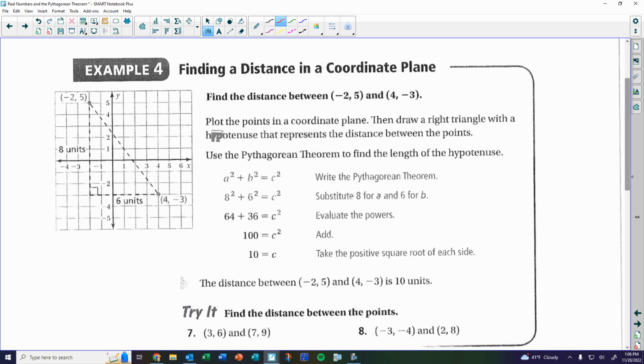They give you two coordinates, -2, 5, which is up here, right? And 4, -3, which is down here. So they make this little line here. And they're asking you, how long is that line? Well, what we can do is draw in a right triangle, okay? By either going this way, like they did, or you could even go the other way. It doesn't matter, okay?